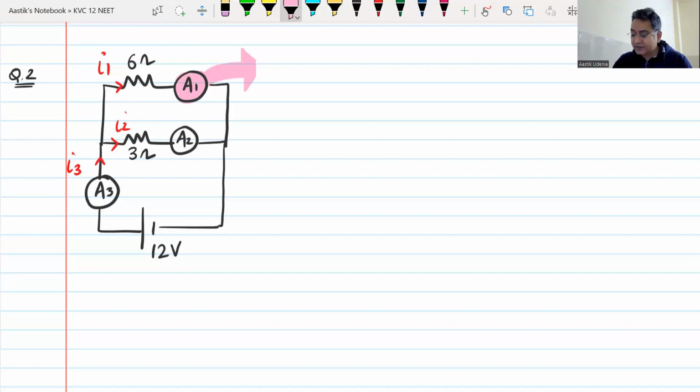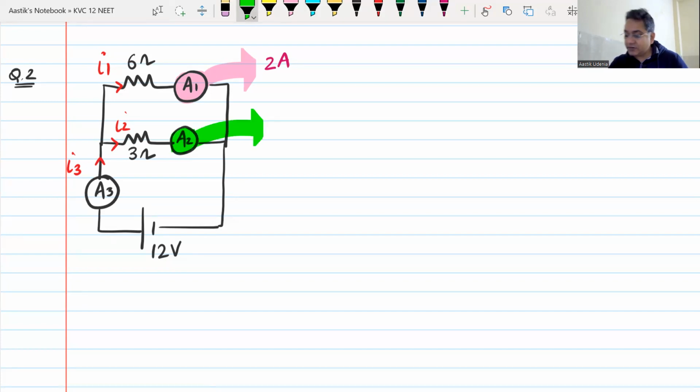What will be the current here? You can see that these two resistors are connected in parallel and there is nothing else. So a 12 volt battery is applied across 6 ohms. So the current in this branch will be 2 amperes. Yes or no? Therefore, the reading in emitter A1 will be 2 amps. Everyone got this answer? Yes, sir.